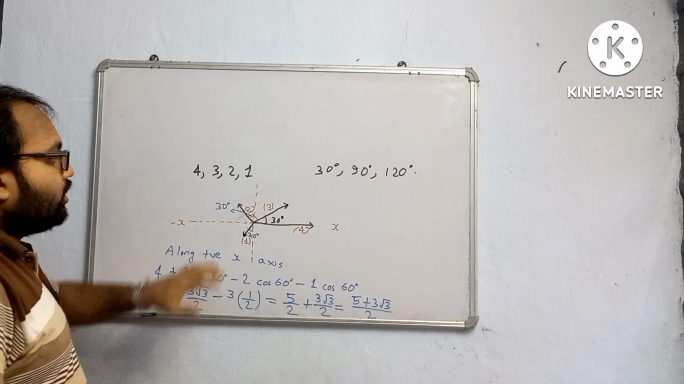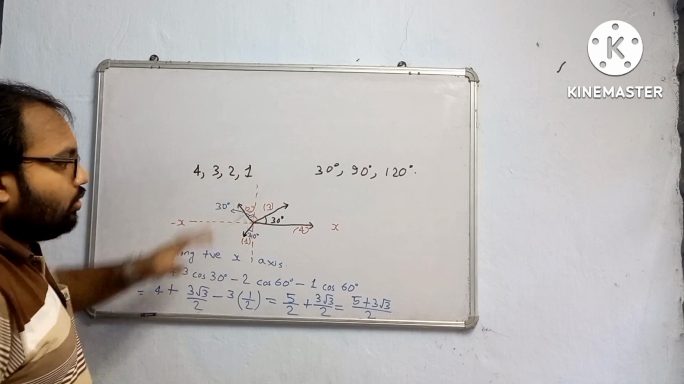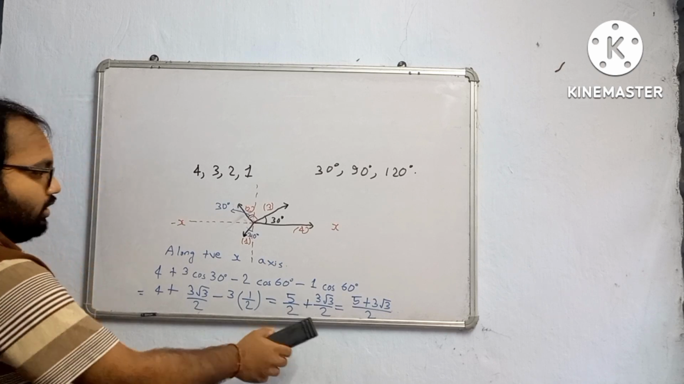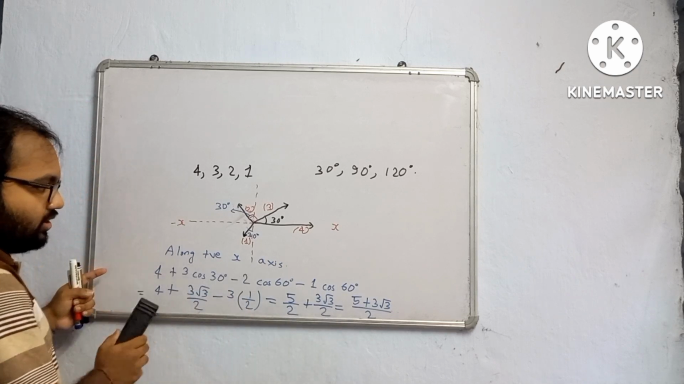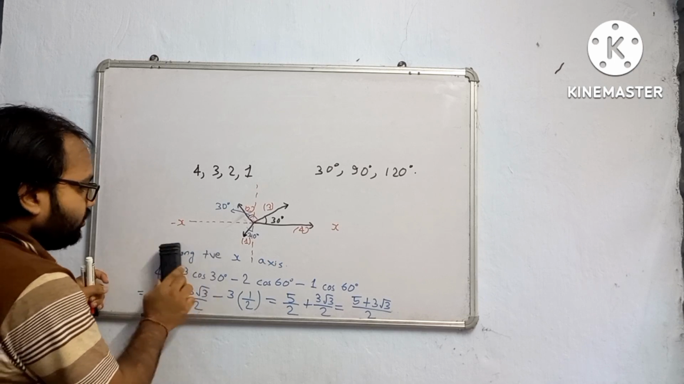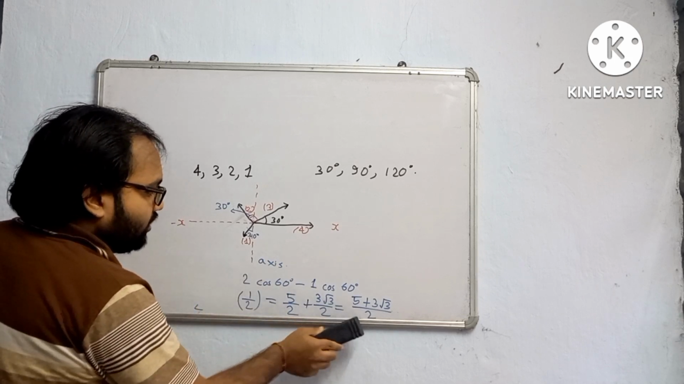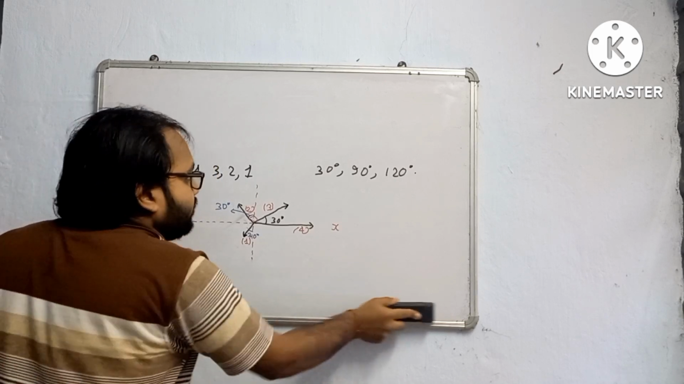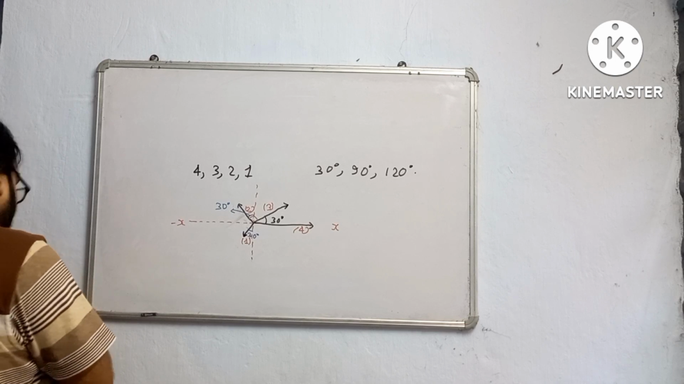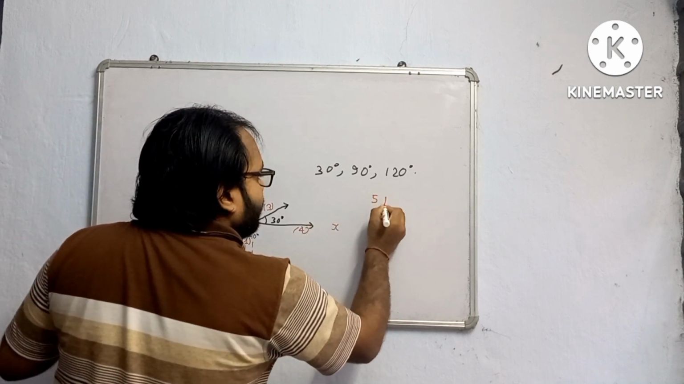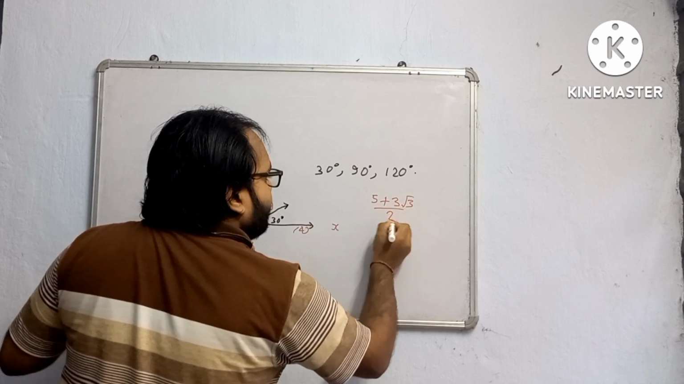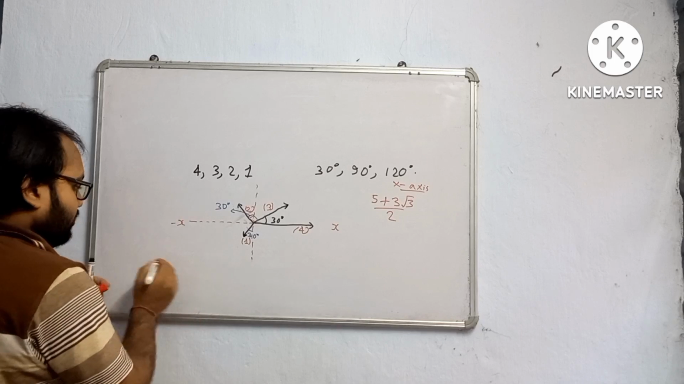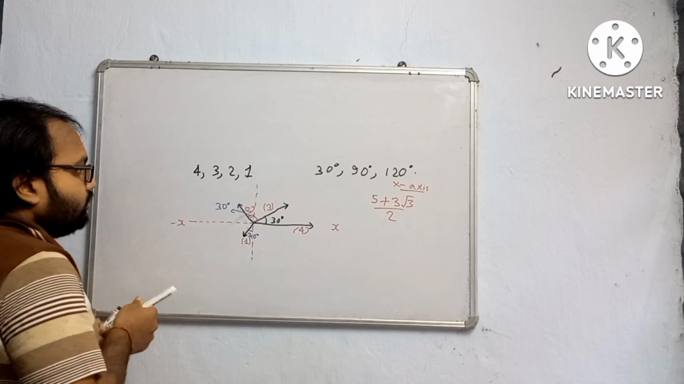Similarly, we will calculate the final component along y-axis. Now I am erasing this. Along x-axis we have got 5 plus 3 root 3 by 2. This was along x-axis. Along y-axis, what will we get?